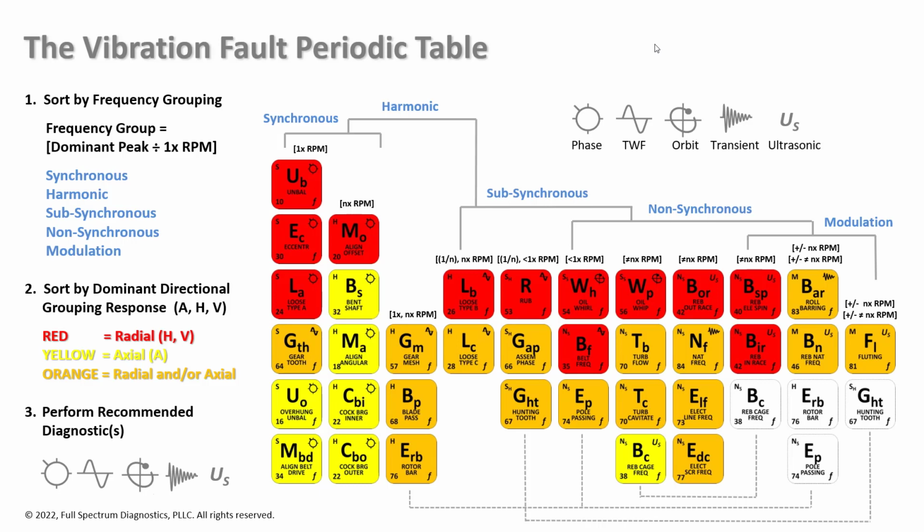Today we're going to look at the vibration fault periodic table. The table is a logical visual mapping system to understanding vibration as more systems thinking. We start with 35 common rotating machinery faults, and you see the 35 squares on the table right there. Our first step is to sort the faults for frequency content.